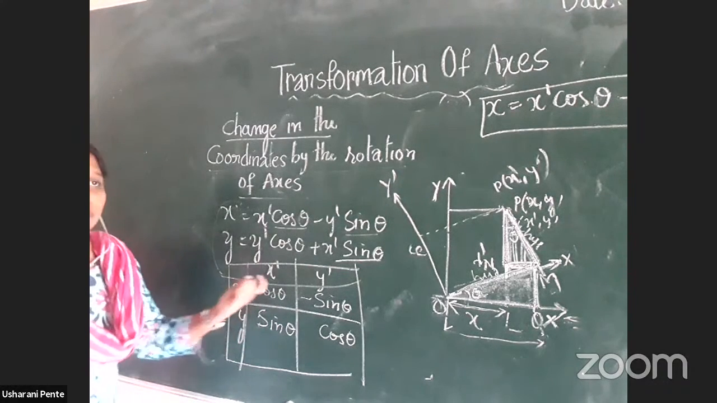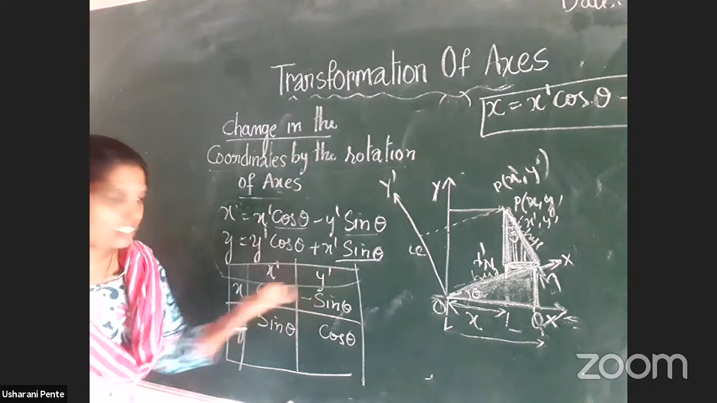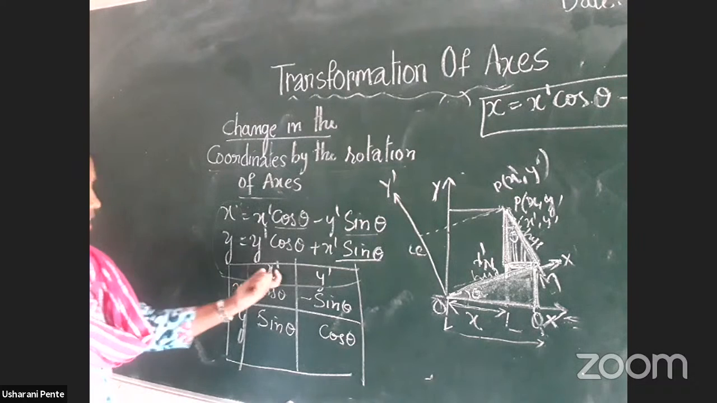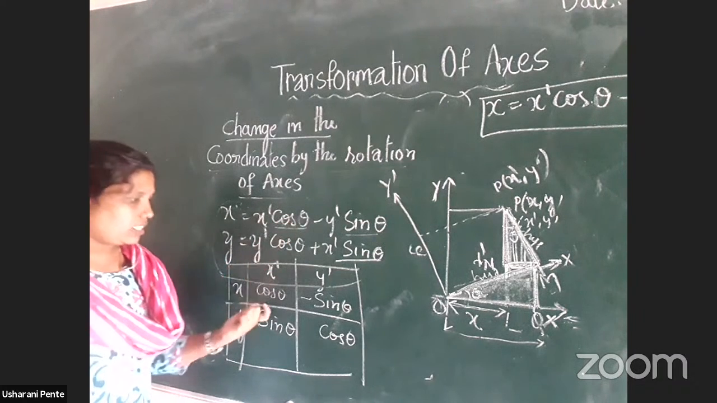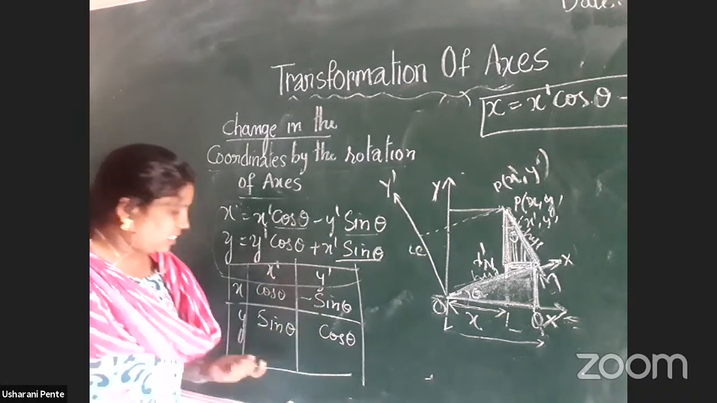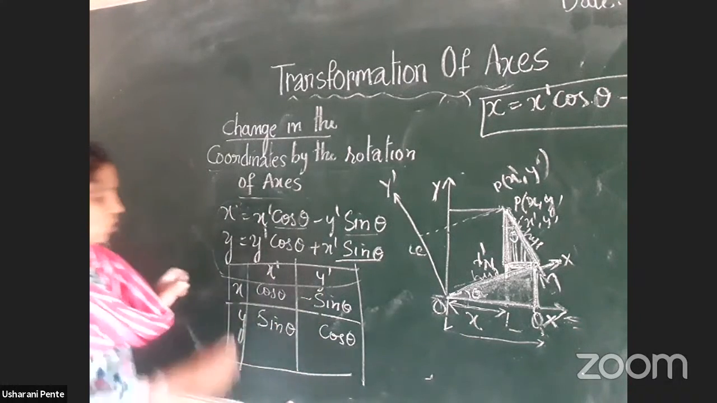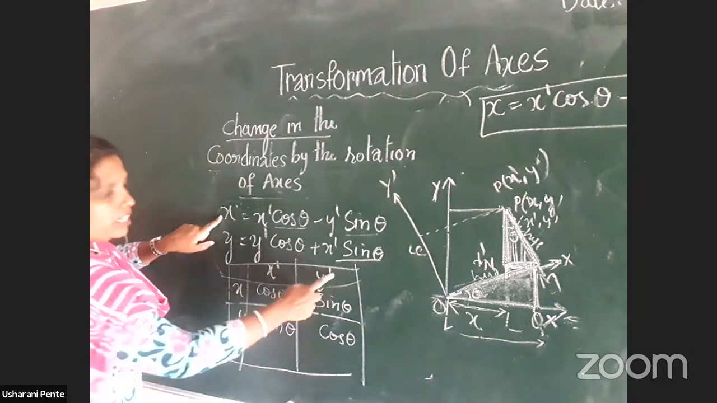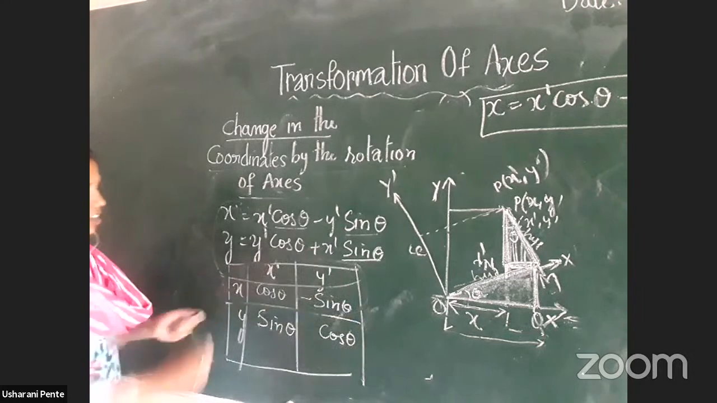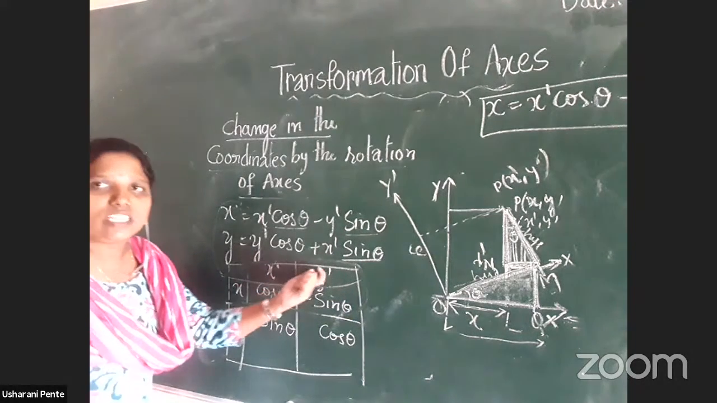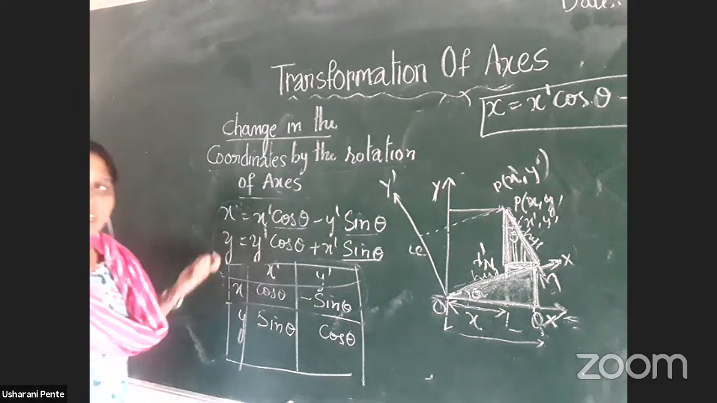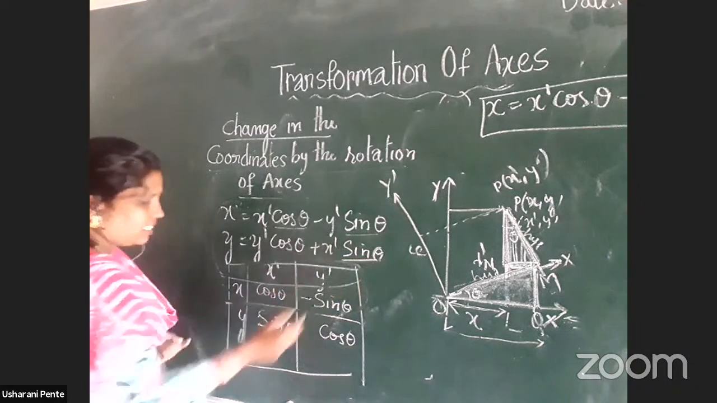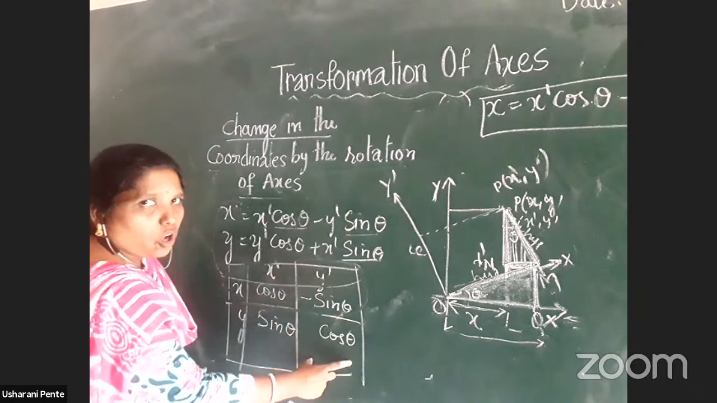That is, we have to take x dash and y dash horizontally while x and y coordinates vertically, and take these coefficients: cos theta, minus sin theta, and cos theta. So how can we write x dash? x dash can be written as x dash cos theta minus y dash sin theta, and y can be written as x dash sin theta plus y dash cos theta.